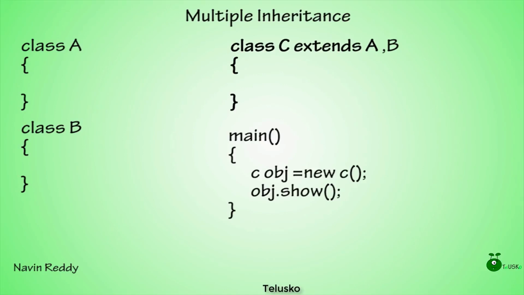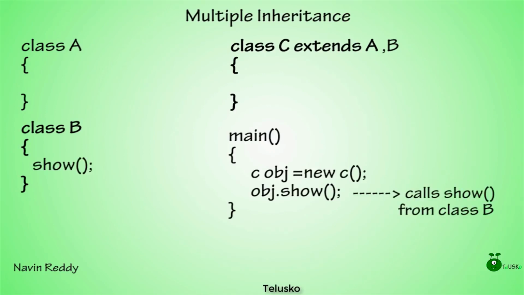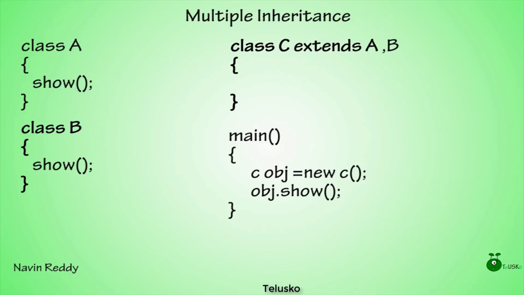Now if you have a show method in B, it will try to call the show method of B, because we don't have show in C. But what if you have show in A and in B both? So you have a method show in A class and in B class, in both the classes. And now when you're creating an object of C and you're trying to call show, which show will it call? That's a real confusion, right? And this type of problem is called the ambiguity problem.